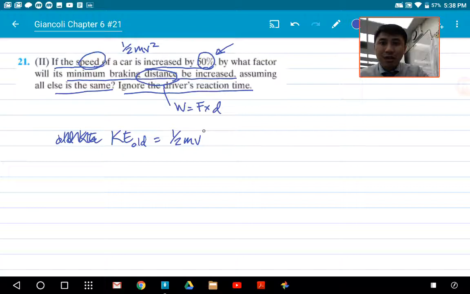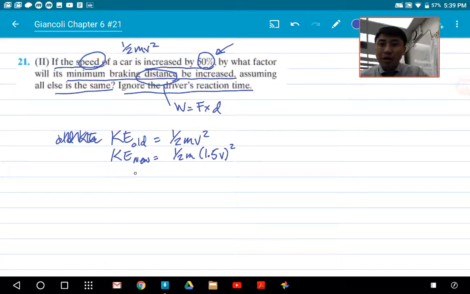mv squared. And then the new kinetic energy is going to equal 1/2 m. And this time I'm going to do 1.5 v. 1.5 because it's 150% as fast, right? Increased by 50%, not 50%, that's slower, right? 1.5, right? V squared. Good.